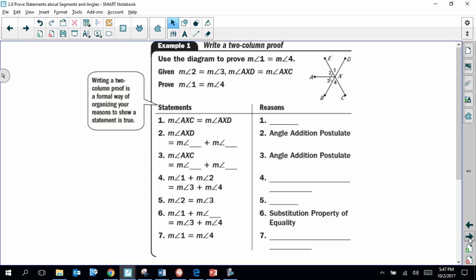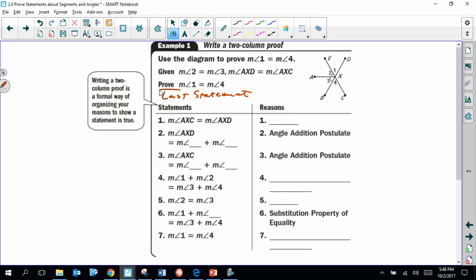In the instructions it says use a diagram to prove that the measurement of angle 1 is equal to the measurement of angle 4. Because that's what we're being asked to prove. What we are asked to prove is always going to be the very last statement that we have. And almost always, I won't say always, but almost always, the information that's given to us is going to be the first thing that we have.